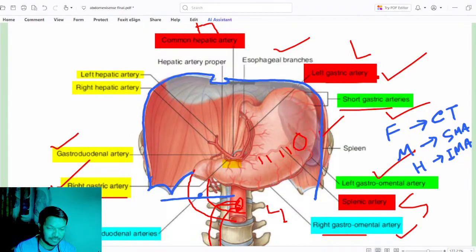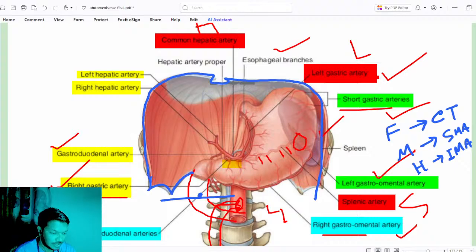Then the midgut is supplied by the superior mesenteric artery, extending from the second part of the duodenum up to the proximal two-thirds of the transverse colon. And the hindgut extension, both of you look very pale. You are not getting my point. Okay, hindgut extends from where to where? To the anus. Okay, good.